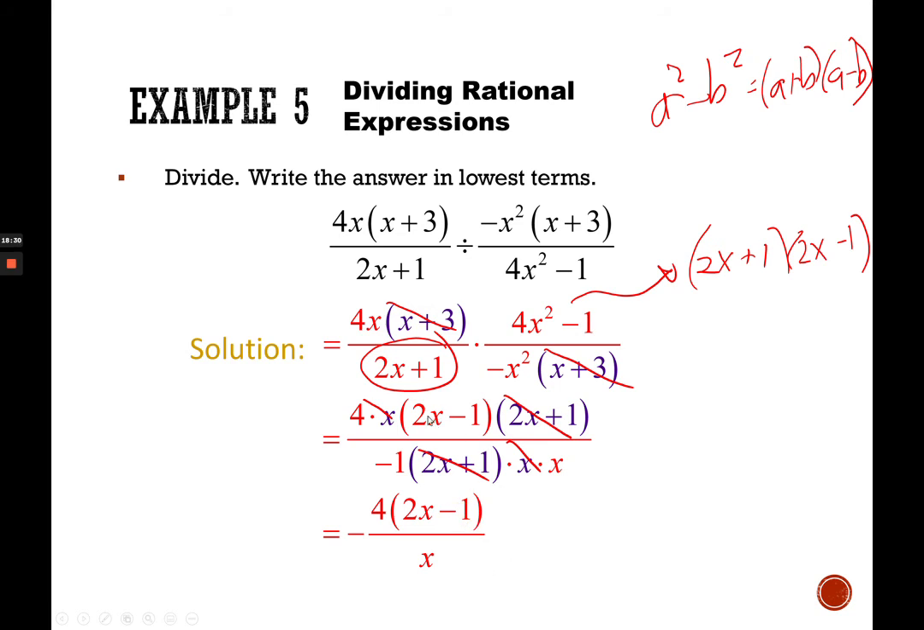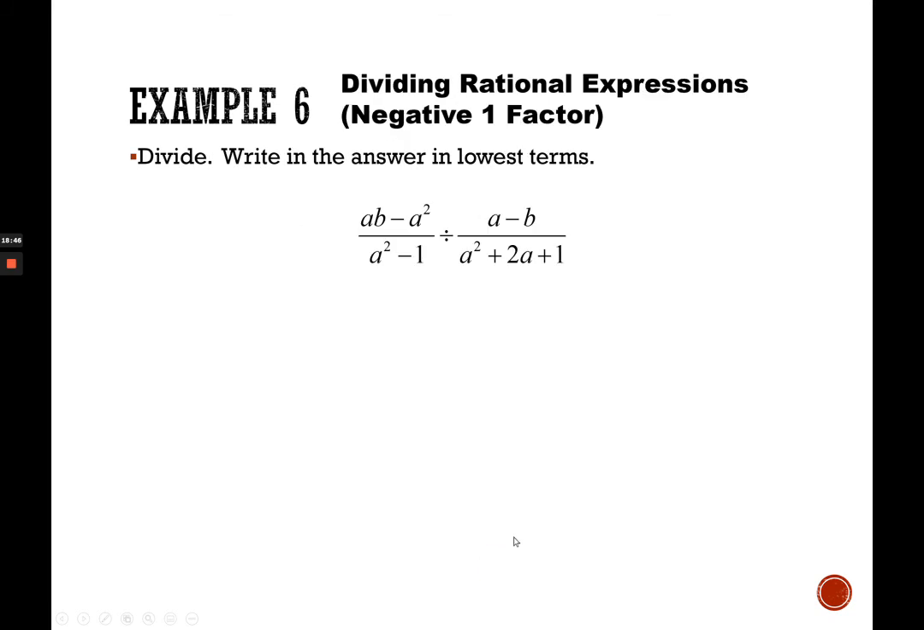And then copy 2x minus 1, which is also not cancelled out, so it stays there. Okay. Again, I was saying negative 1 can be a sign of 4, can be a sign of x, or can be a sign of the whole fraction. Okay. Number 6. This is a case of a negative 1 factor.